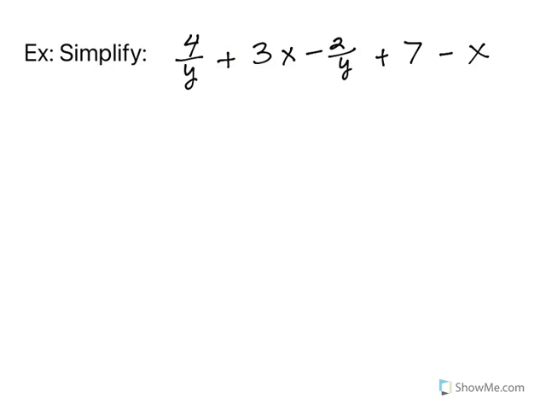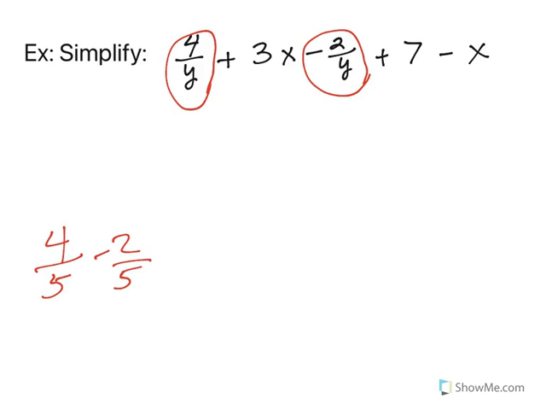Let's simplify 4 over y plus 3x minus 2 over y plus 7 minus x. Well, this is a little bit interesting. You can see I have 4 over y minus 2 over y. This is a fraction just like anything else. So this would be like saying I have 4/5 minus 2/5. Same idea. It would give me 2/5, right? The denominator stays the same, and I subtract the numerators. That's the idea of fractions.